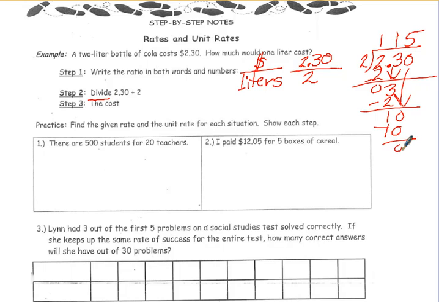Bring up your decimal. Now we know that it costs $1.15 for 1 liter. And you write it, the cost is $1.15. You put a slash per liter.